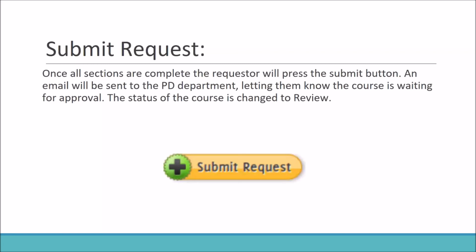Okay, so after you've added your seats and your sessions, that's it. You're done. Your course is done. You're going to see this screen come up: Submit request. You're going to press this lovely button, and an email is going to be sent to the PD department, letting them know that you've submitted a course request. After they review it, you'll get an email back letting you know if it's been approved or not. If it's approved, the course is open for registration, and people can start registering for your course. It's that simple.